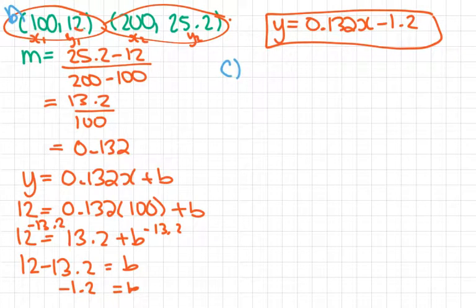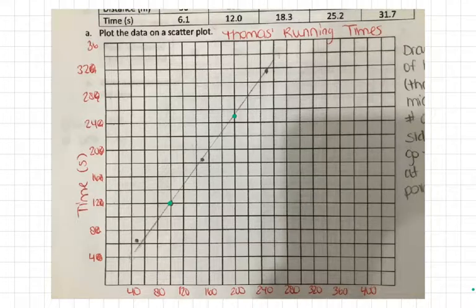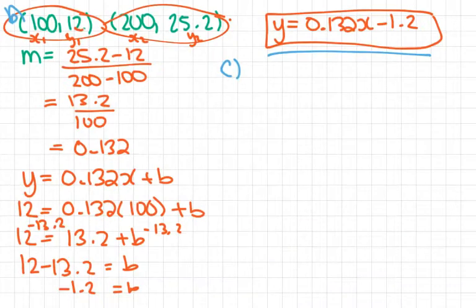Now letter C says, what is Thomas's time for a 175 meter run likely to be? So I'm going to use my equation here and I'm going to interpolate. So now I'm looking between the values. See how 175 is between 50 and 250, which were the numbers I plotted? It's not way beyond them. It's in between them. So this is interpolating.